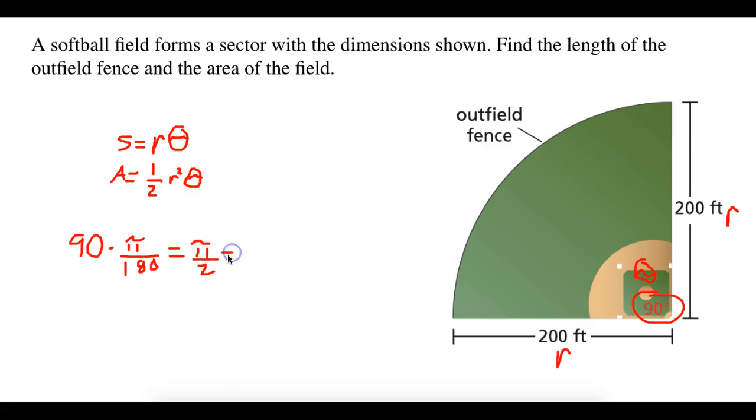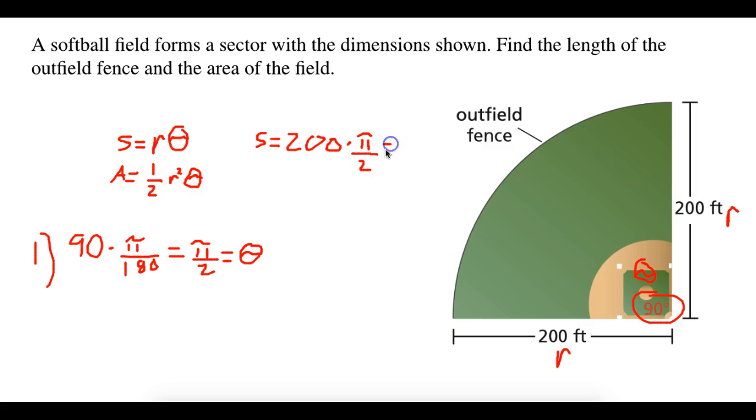Okay, so that's our theta right here. So theta is pi over 2. So the first step is to convert your angle into radians. Now, for our sector, we simply take our radius, which is 200, times our angle in radians, which is pi over 2.